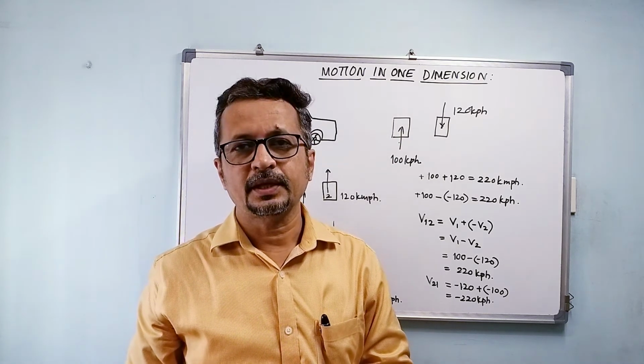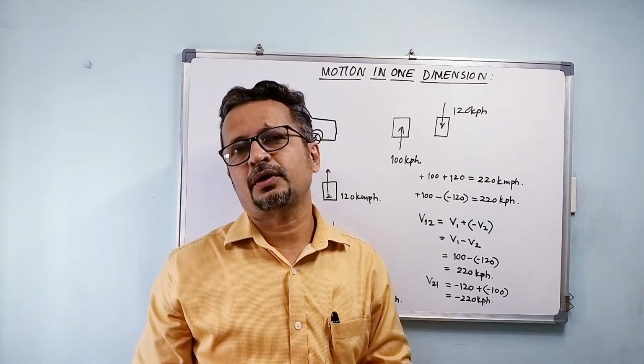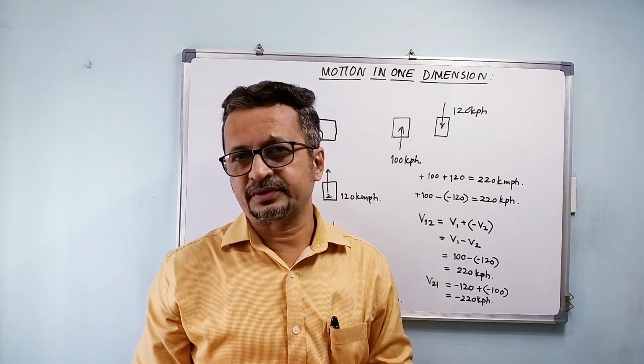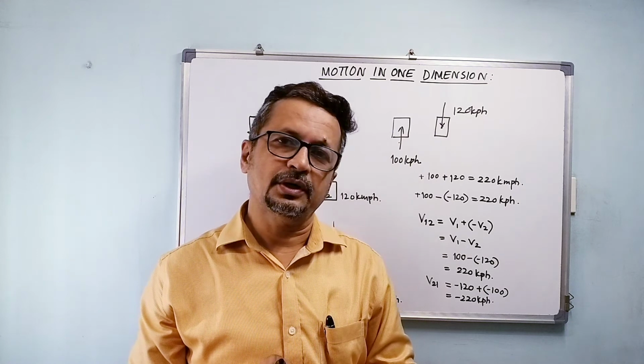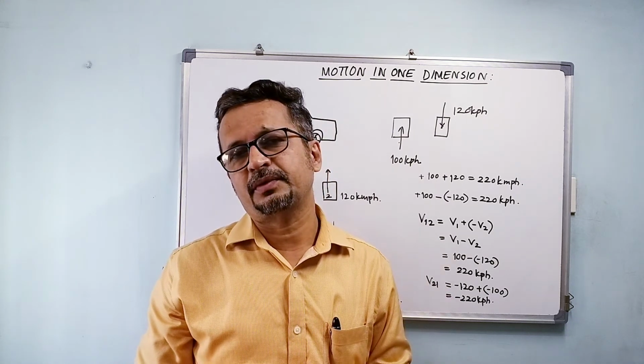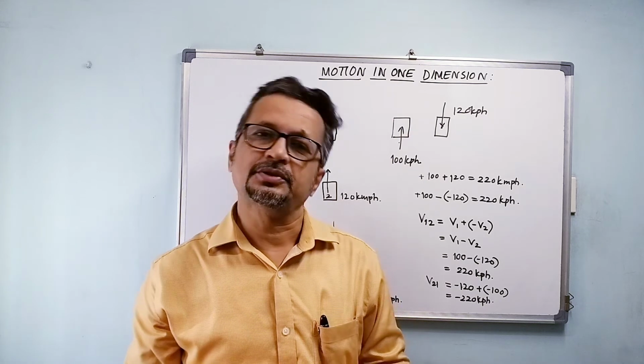So the velocity of second car with respect to the first car would be equal to minus 220 kilometer per hour. In the next video we are going to have a discussion on some graphs related to this relative velocity, and then after that we will be doing some numerical problems. Thank you so much.